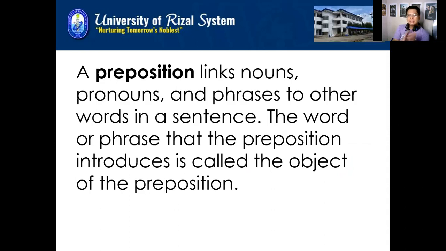But still, let's define first what a preposition is. A preposition links nouns, pronouns, and phrases to other words in a sentence. The word or phrase that the preposition introduces is called the object of the preposition. In my previous discussion, I keep on mentioning prepositional phrase. So here are the different prepositions now. There are plenty of prepositions, but we will be just dealing with some of the commonly used prepositions. So let's begin.